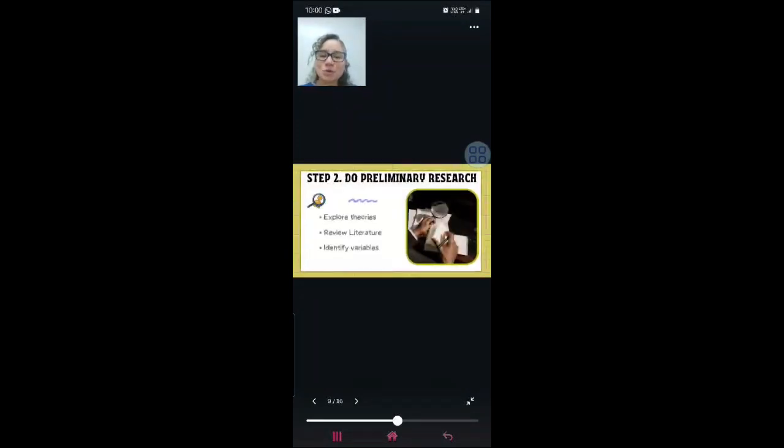As step number 2, we have do preliminary research. Explore theories that were formulated previous to your study. Here again, the literature review is so important, because we are going to recap the information and reorganize what we find about the topic. And identify the variables, because they determine the key relevance and the plan for the investigation.